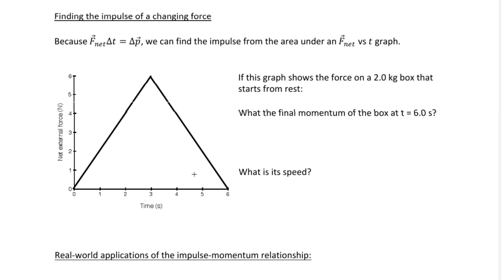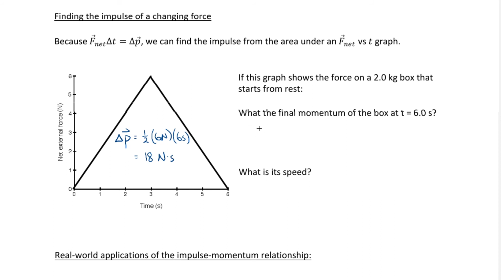Here's our force versus time graph, and we're told that this is showing the force on a 2 kilogram box that starts from rest. And we're asked to find the final momentum of the box at time equal to 6 seconds. Well, again, the change in momentum, or the impulse, is equal to the area under this force time graph. So because it's a triangle, it's equal to 1/2 times 6 newtons, which is the height, times 6 seconds, which is the base, which gives us 18 Newton seconds. That's our impulse, or our change in momentum.